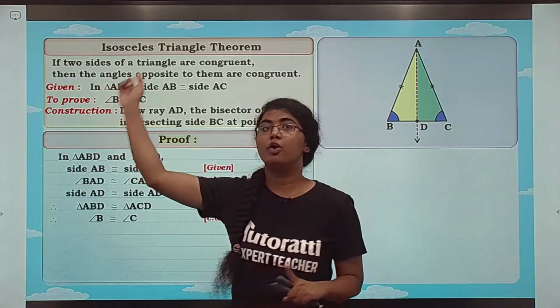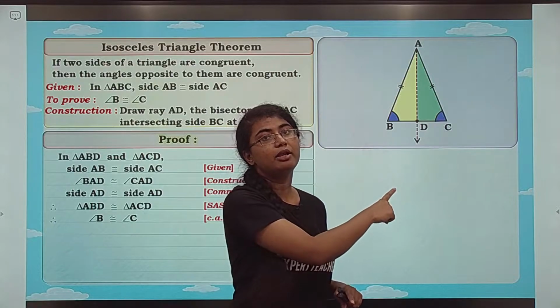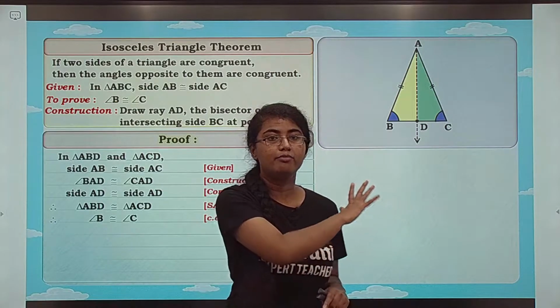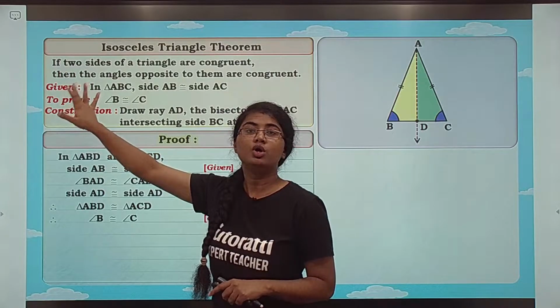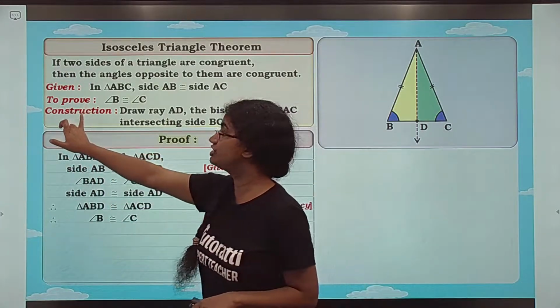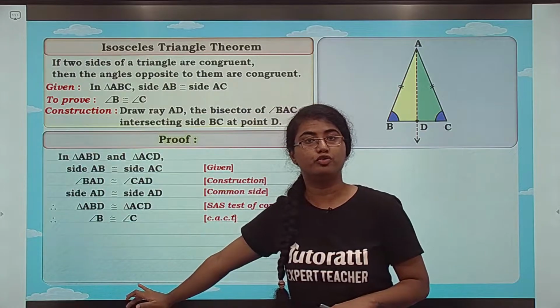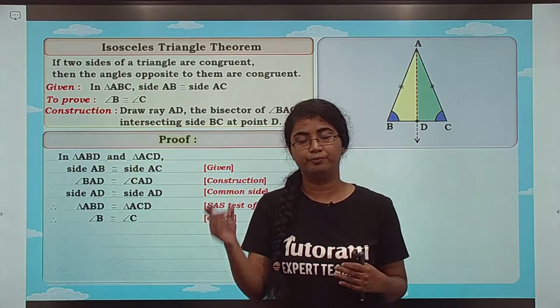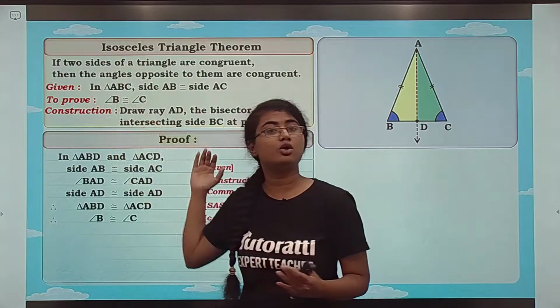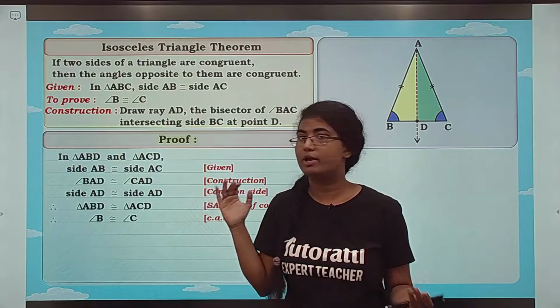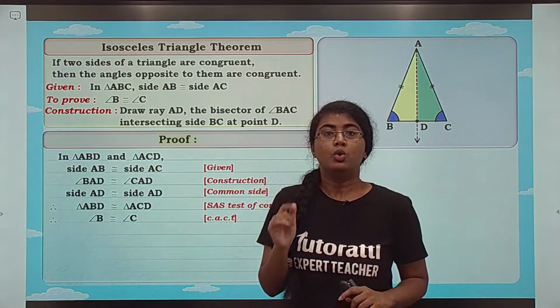Statement के बाद we are going to draw a diagram. Diagram के बाद, while looking at the diagram, we are going to write down what is given to us and what is to be proven. उसके बाद we are going to analyze if we need some construction and then proceed to the proof. Okay, this is how we are going to proceed. So first step, statement. If two sides of a triangle are congruent, then angles opposite to them are congruent.